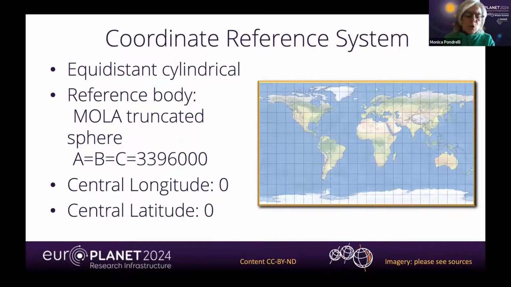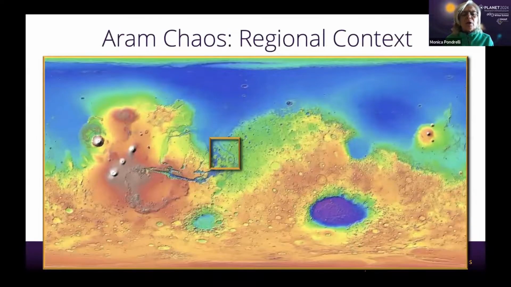You already have the project, you already know all this information, so maybe these are redundant, but okay, the map is equidistant cylindrical. The regional context of Aram Chaos is this one. It's a very interesting area because we are somewhere in between the highlands and the lowlands of Mars, where a lot of things, probably the most interesting things on Mars, occurred.